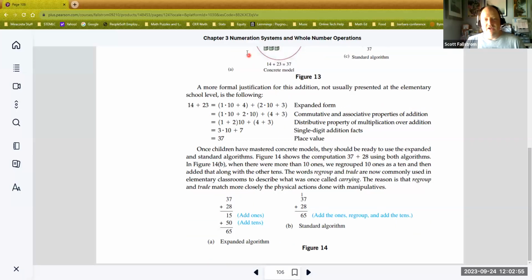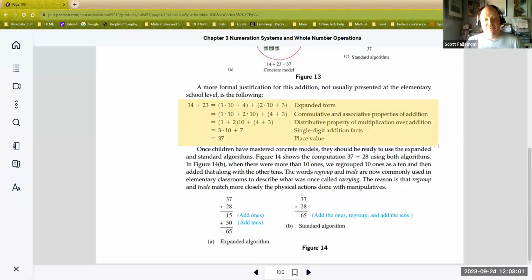Okay. If you want to be formal, you want to say, well, how would I really do it? If you want to know how addition is really done, you have to use properties. And this is how you would really do addition. Okay. We've got commutative associative properties. We've got a distributive property. We'll get to that one later, but it's expected that you already know it. And then we've got single digit addition of facts. So here we are. So you can't add ones and tens together. You have to regroup them. So you put all the tens together as a group and then you can combine them.